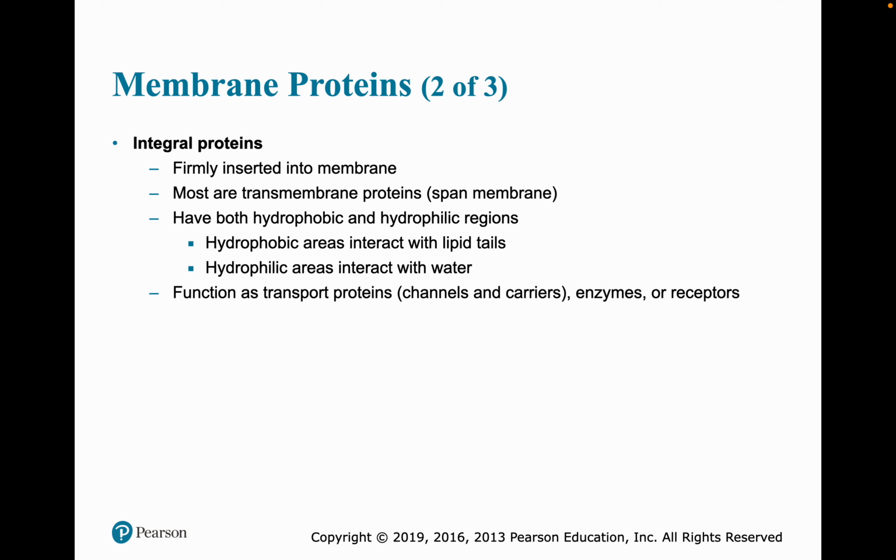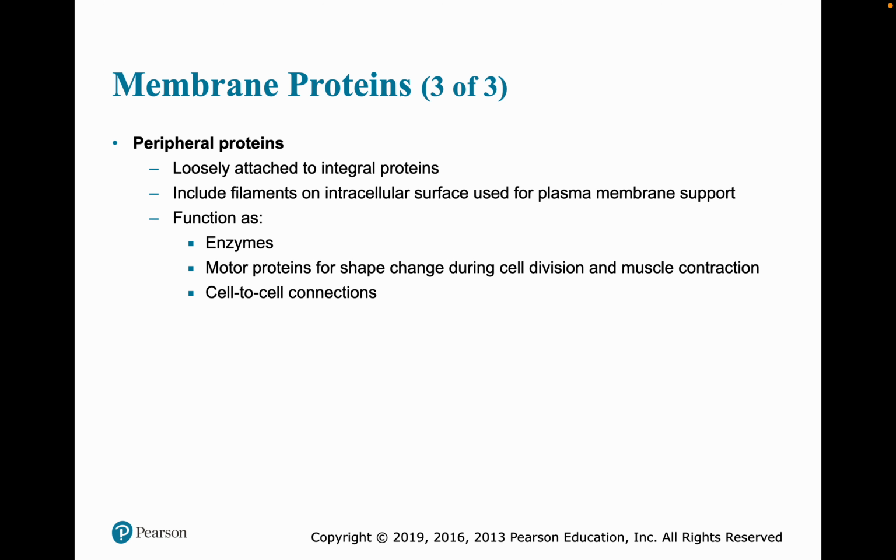A lot of these will function as transport proteins. They may be channels, which are kind of like doors that are always open, or they may be carriers that pick up something on one side and move to another. A lot of them are enzymes. Many of them are receptors. We will talk about a lot of them through the course of the year, though we won't really discuss their integral membrane structure throughout the course of the year.